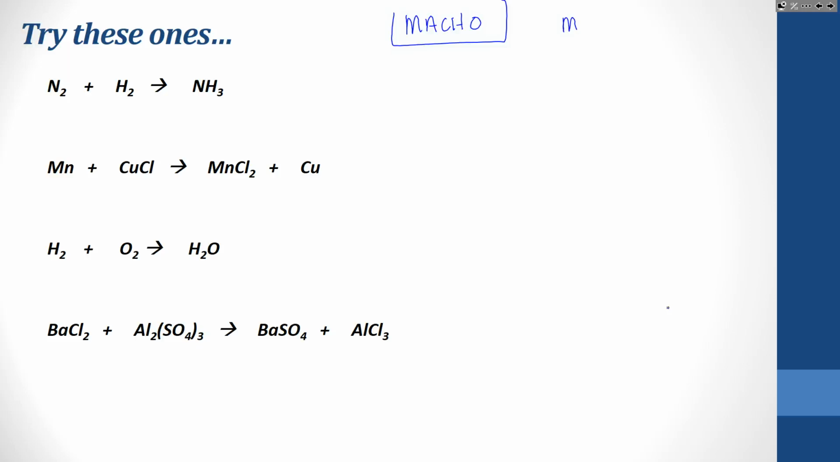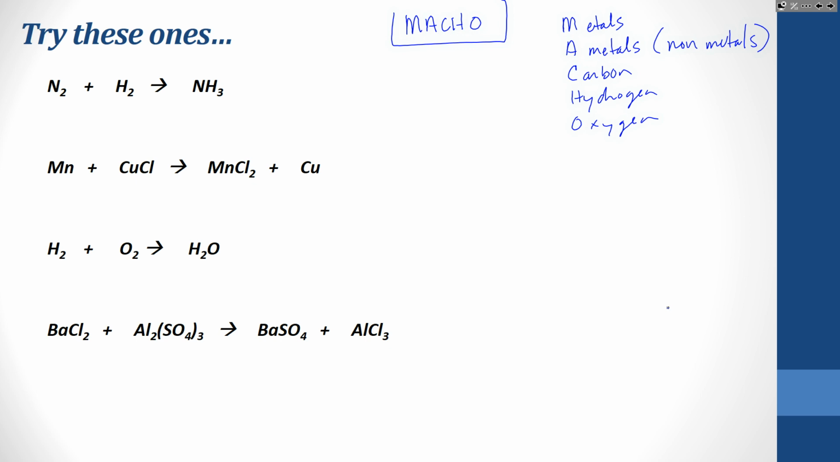M stands for metals, A stands for ametals, and I'm going to put non-metals in brackets. And then it goes carbon, hydrogen, and then oxygen. If you follow this order, usually it'll make your balancing life a lot easier.